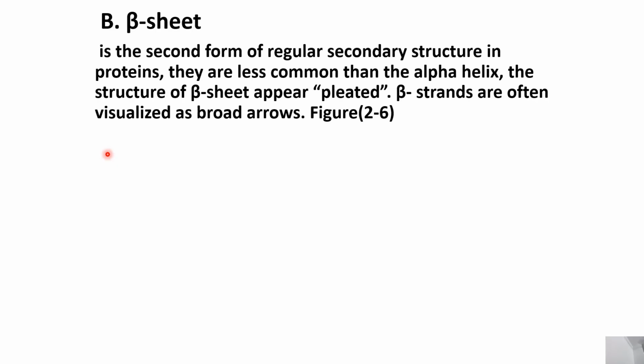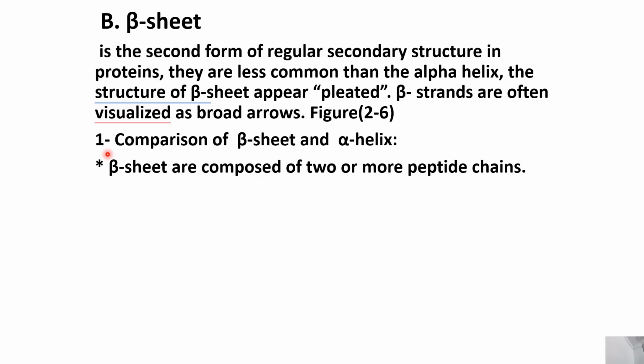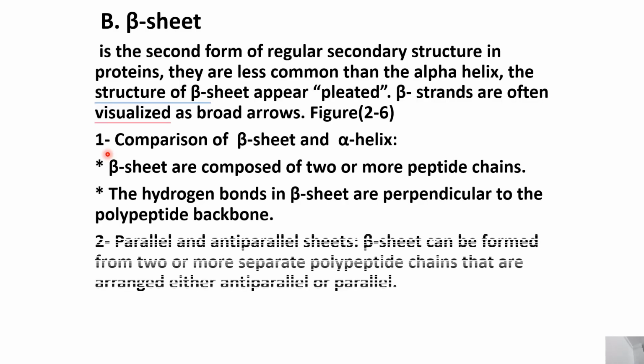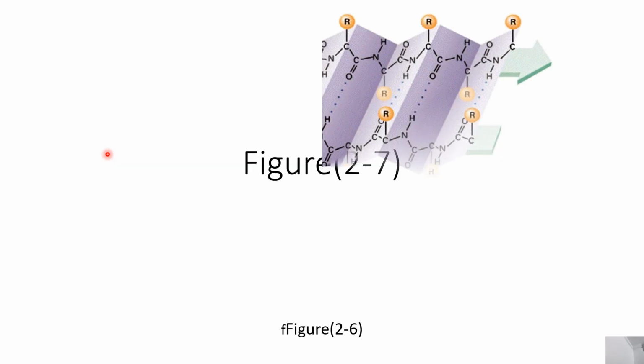Now, beta sheet is the second form of regular secondary structure in proteins. They are less common than the alpha helix. The structure of beta sheets appears pleated. Beta sheets are composed of 2 or more peptide chains. Hydrogen bonds in beta sheets are perpendicular to the polypeptide backbone, and parallel or antiparallel sheets can be formed from 2 or more separate polypeptide chains that are arranged either antiparallel or parallel.